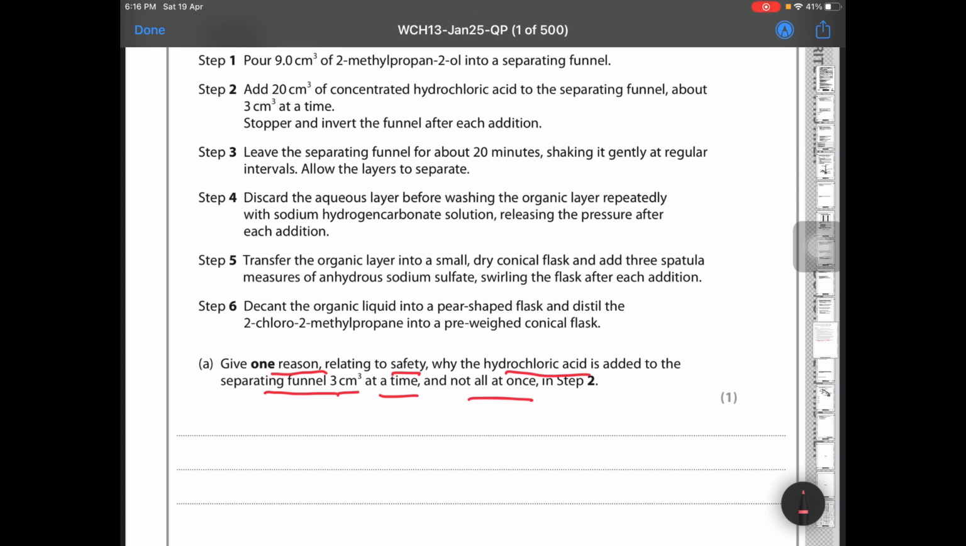So your answer for 1 mark can be to prevent acid spray. There can be multiple answers. You can talk about acid spray, you can talk about the production of toxic fumes of HCl, or you can say because the reaction is so vigorous, so extreme, the reaction mixture getting too hot, or to avoid the buildup of pressure.